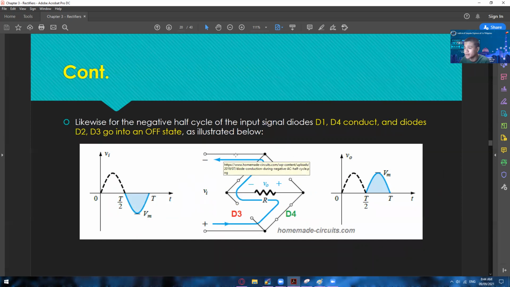So we have a flow of current from here going to D1, then going to VO, then going to D4, and then we'll go back to the voltage source itself. So it's the same explanation as on the positive cycle. Just apply that one with different polarity. As a result, it also accepts the negative cycle.